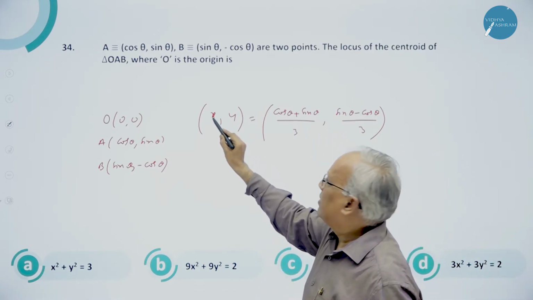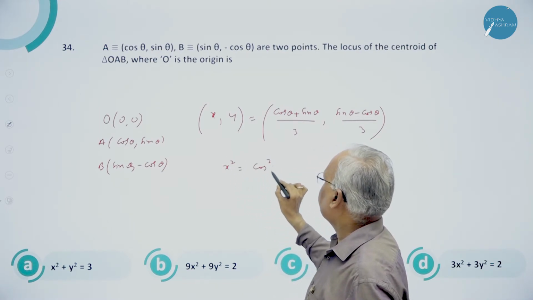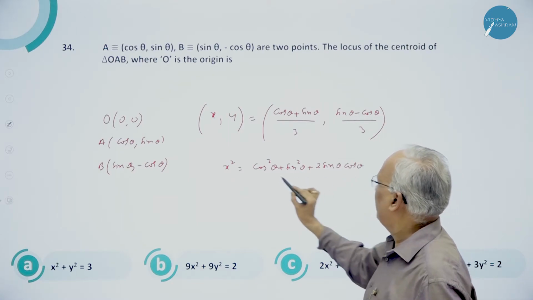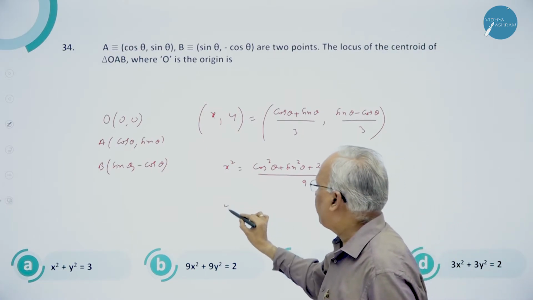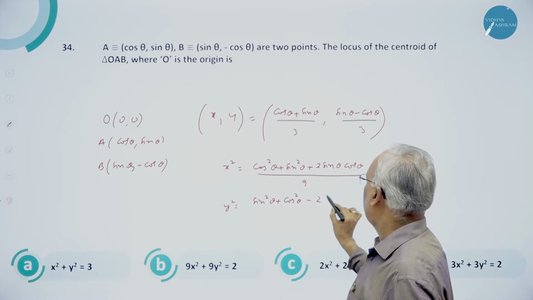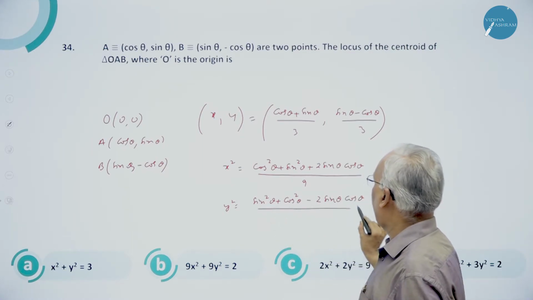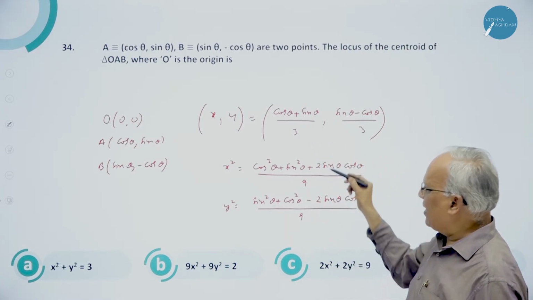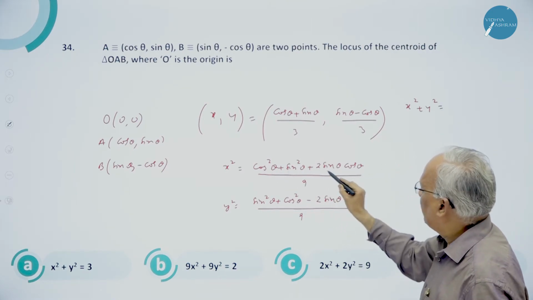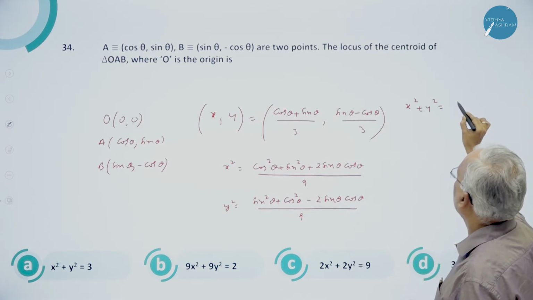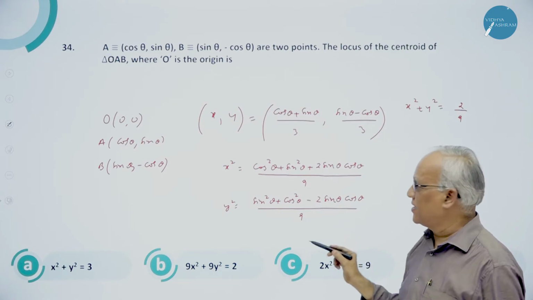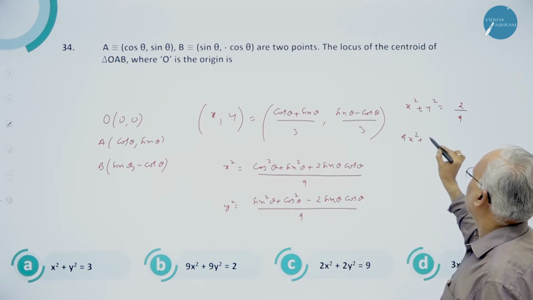So let us now see x squared. X squared is cos squared theta plus sin squared theta plus 2 sin theta cos theta, divided by 9. What is y squared? Y squared is again squaring this, you get sin squared theta plus cos squared theta minus 2 sin theta cos theta, again divided by 9. You can eliminate theta if you add. Because x squared plus y squared, with LCM 9, is 1 plus 2 sin theta cos theta plus 1 minus 2 sin theta cos theta. So it is nothing but 2 divided by 9, because 1 plus 1 is 2, and 2 sin theta cos theta cancels with minus 2 sin theta cos theta, divided by 9. Therefore, 9x squared plus 9y squared is equal to 2.